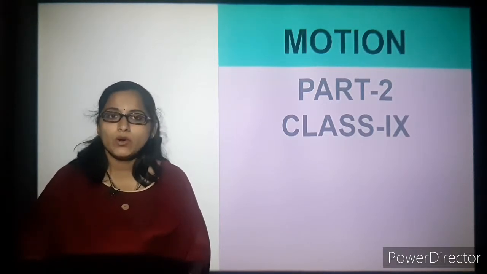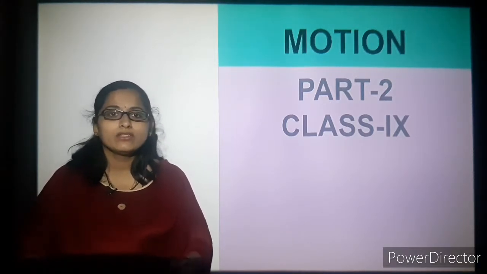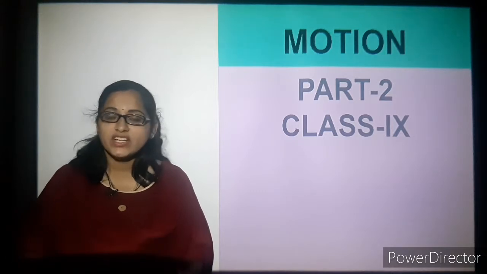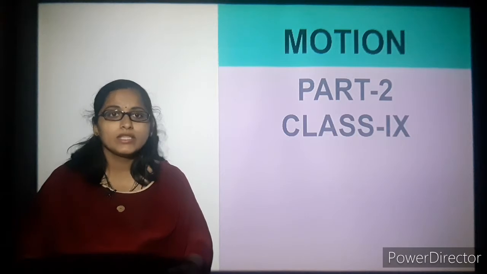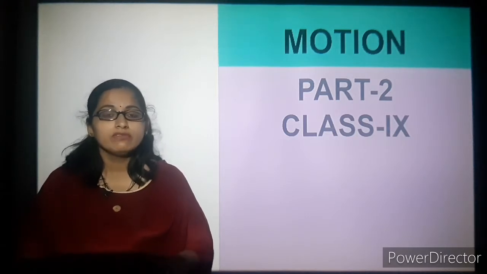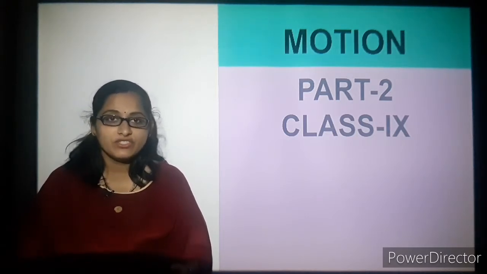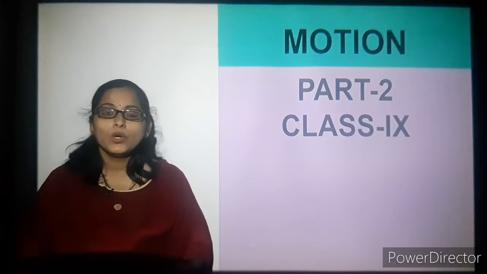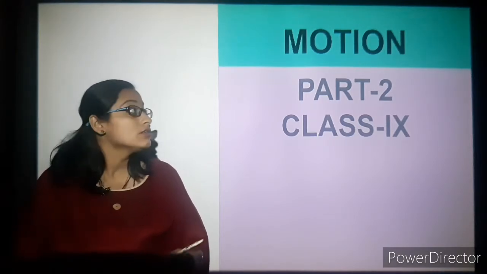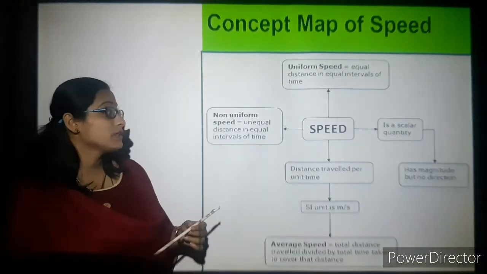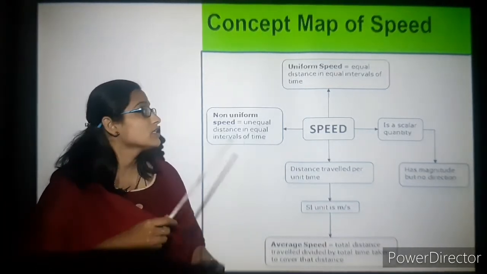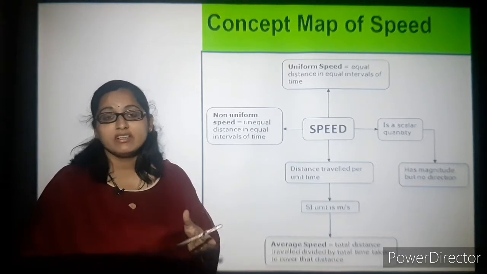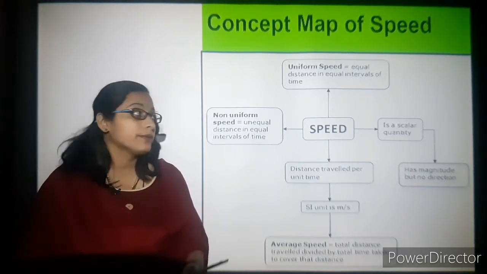In the last video we saw that speed is the distance travelled with respect to the time taken. So we will be continuing with the concept map of speed. We will go over speed as a revision point and then continue with the topic. Coming to the concept map of speed, what is uniform speed? It is the equal distance travelled in equal intervals of time.